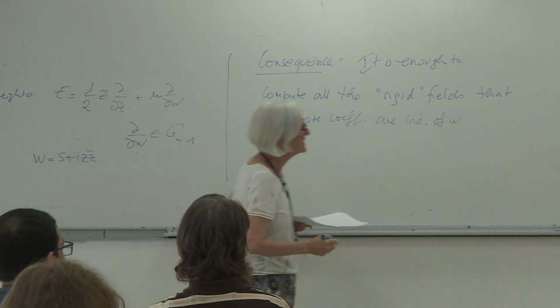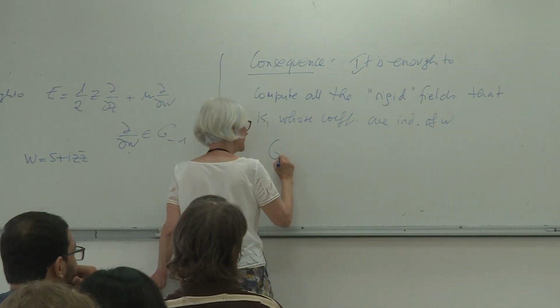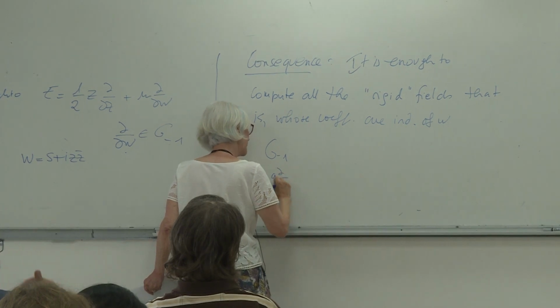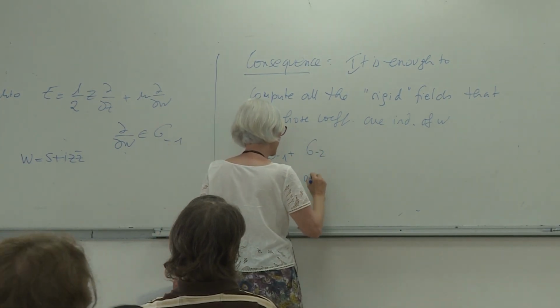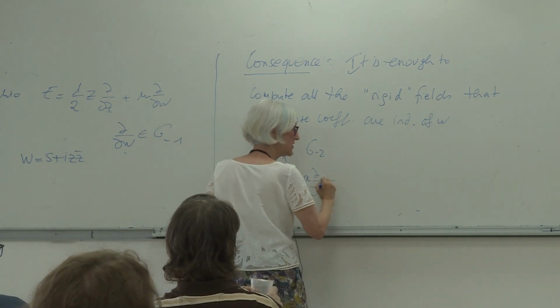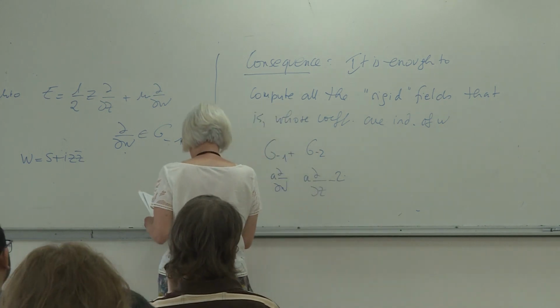Okay, so let's get back to my description. So we have g_(-1). This is a perfect rigid field. Then we have g_(-2). I don't remember exactly what it was. It's minus 2i a-bar, right? Or plus? I don't want to do it.